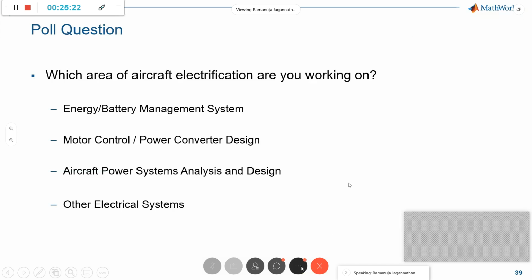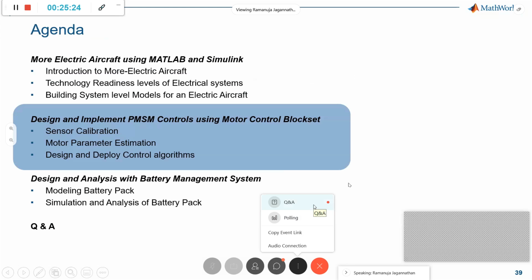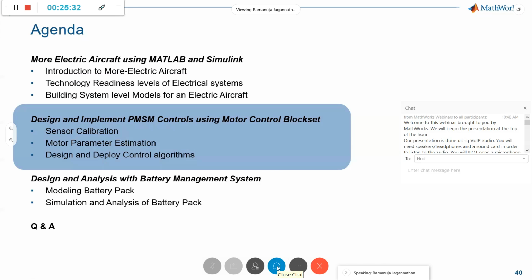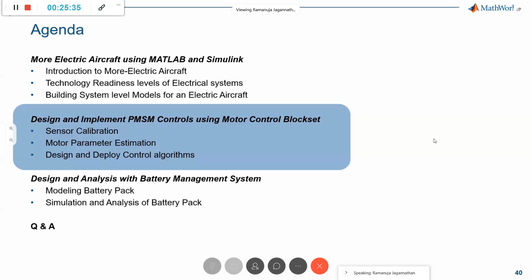Okay, so moving on. Today we have seen until now how to model the electrical system of an aircraft. So we are talking about a system level model, and Naga mentioned that we also need to do component verification and then integrate it into a system level model. At this point, we will be talking about two specific subsystems you find in an electric aircraft: one is motor control and another is the battery management system. We will see how to design these subsystems using MATLAB, and once the design is done, we will integrate them into a system level model and then do system level studies.